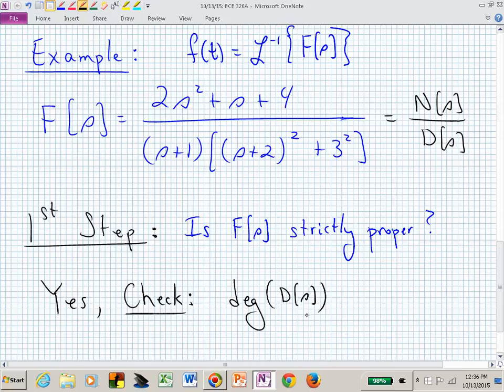I'm assuming you checked the degree of the denominator. That's what I'm labeling as capital D of S. What is the degree of the denominator? Third order, isn't it? We have an S squared times an S. This is now 3. And we need that to be less than the degree of the numerator.